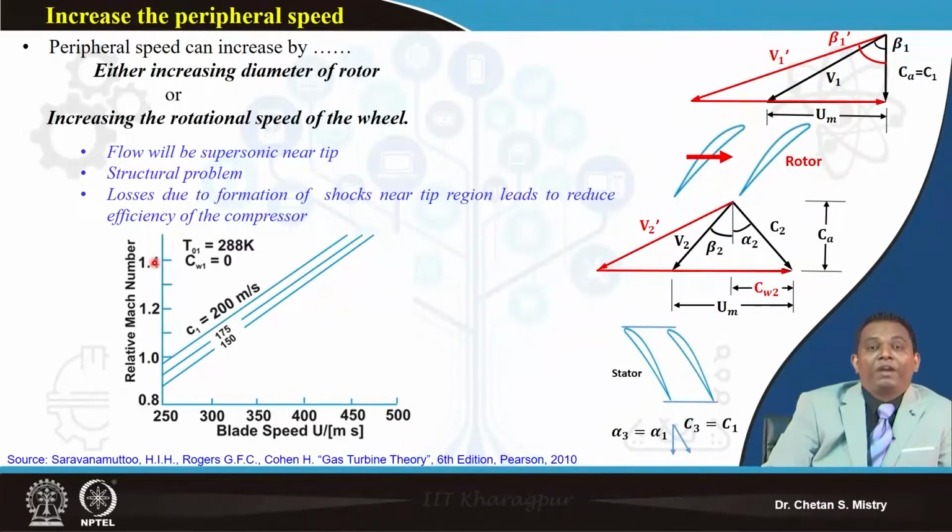But with the development of technology, with the use of computational tools and sophisticated instrumentation in the experimental part, we are now able to achieve very high pressure ratio with minimum losses by using a special kind of aerofoils. Those aerofoils are called transonic aerofoils. By using these transonic aerofoils, you are able to address this problem.